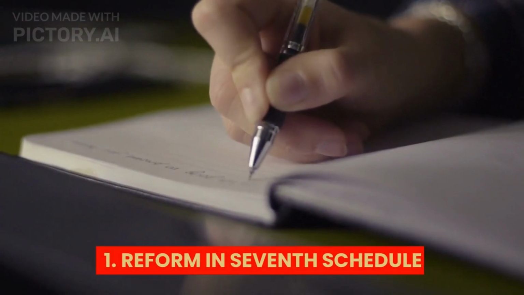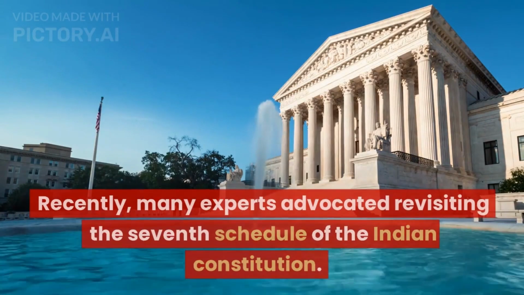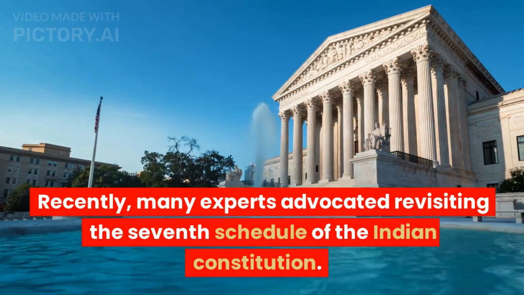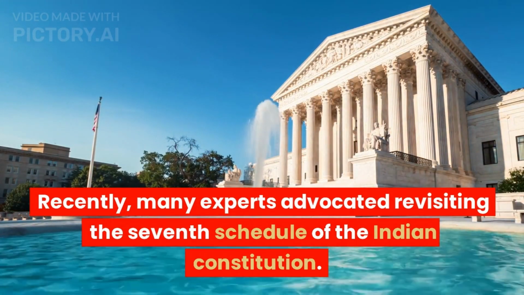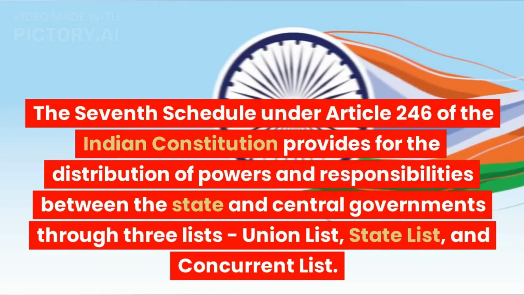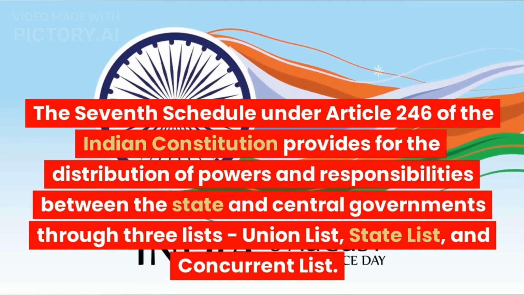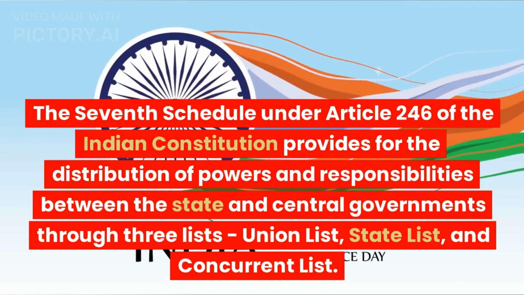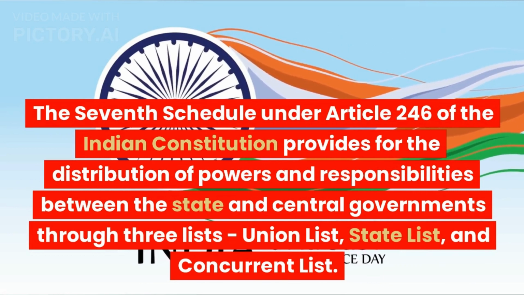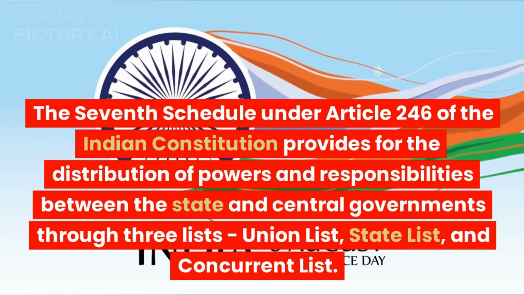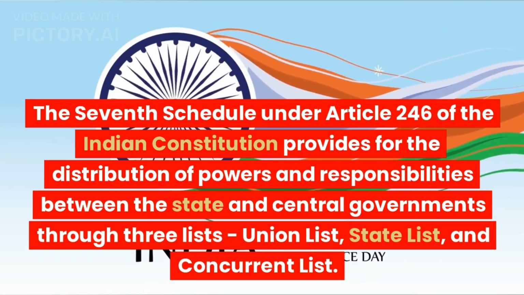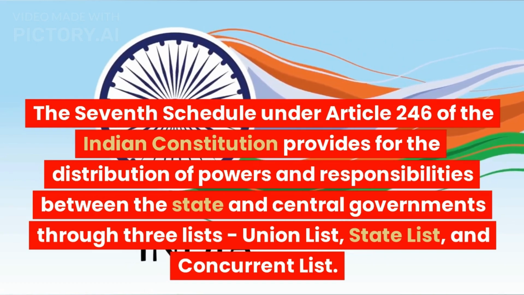1. Reform in 7th Schedule. Recently, many experts advocated revisiting the 7th Schedule of the Indian Constitution. The 7th Schedule under Article 246 of the Indian Constitution provides for the distribution of powers and responsibilities between the state and central governments through three lists: Union List, State List, and Concurrent List.